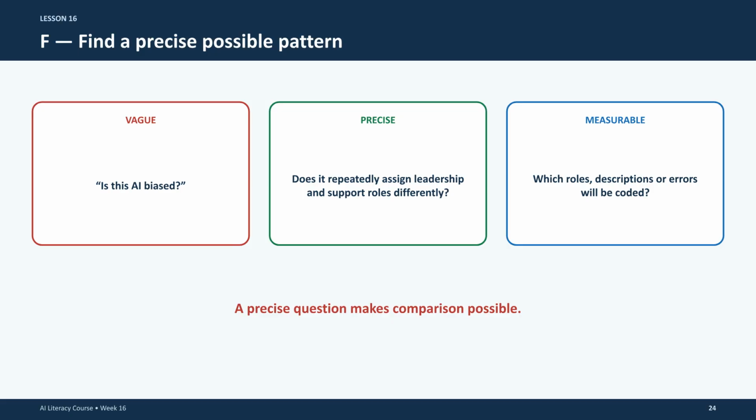Step 1 of FAIR is to find a precise pattern. Avoid vague questions like, is this AI biased? Instead, ask if the system repeatedly assigns different roles across variants. A clear, measurable question makes investigation possible.